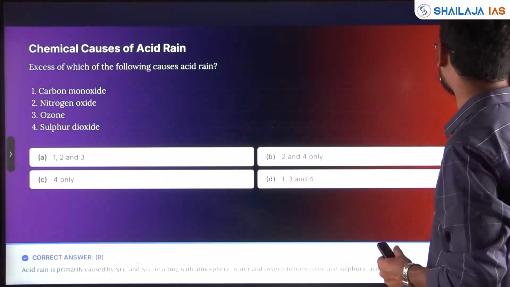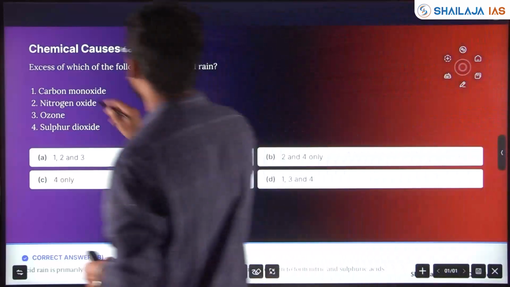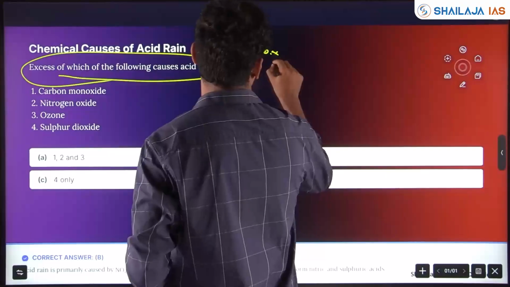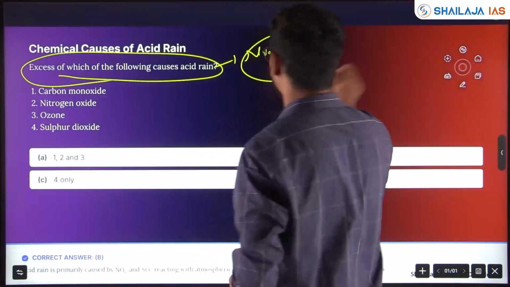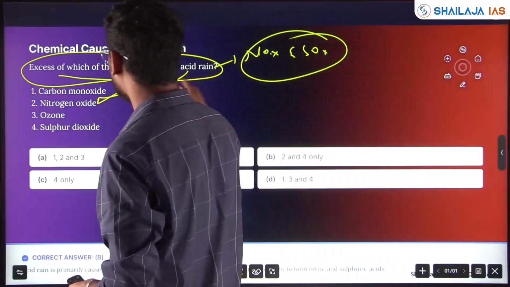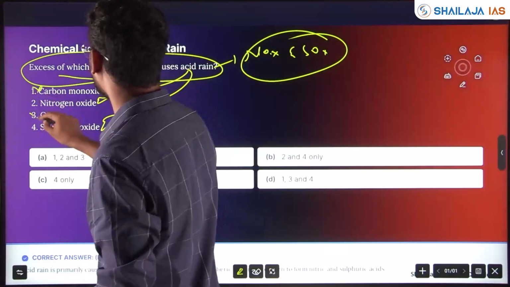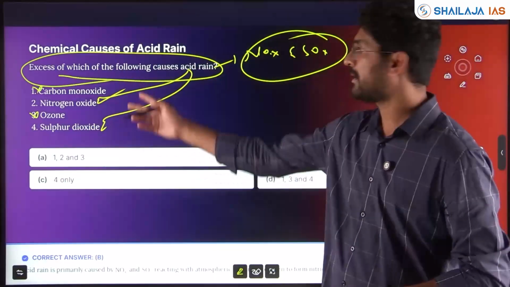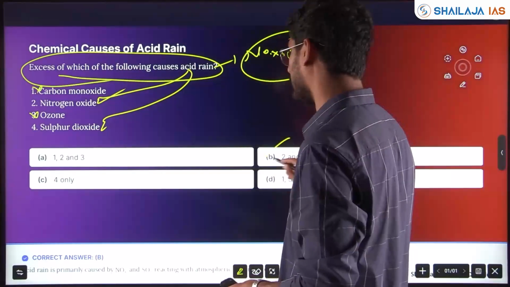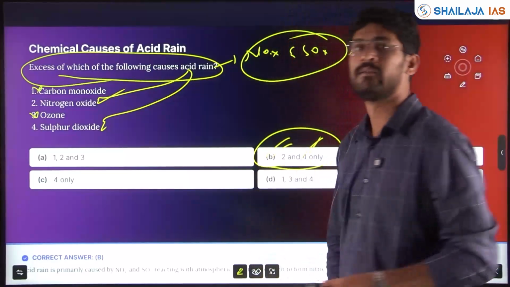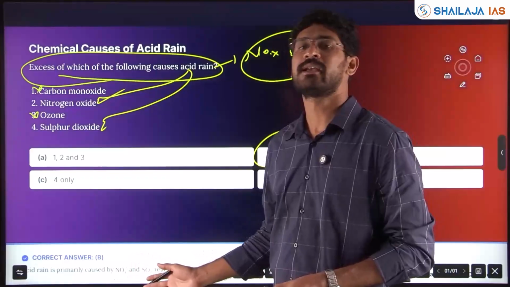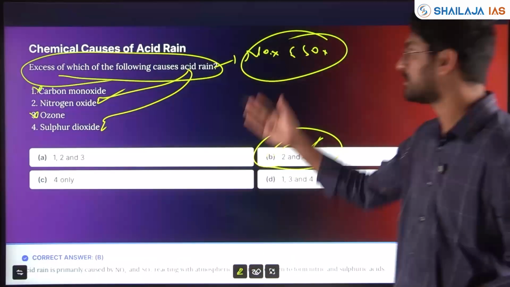Next question, with respect to acid rain, directly from NCERT. Excess of which of the following causes acid rain? NOx, nitrogen dioxide, and sulfur dioxide, SOx. Not carbon monoxide and ozone, but nitrogen oxide and sulfur dioxide will cause acid rain. So options 2 and 4 directly. The pair is 2 and 4. It mixes with water to form nitric acid and weak sulfuric acid, and causes acid rain.